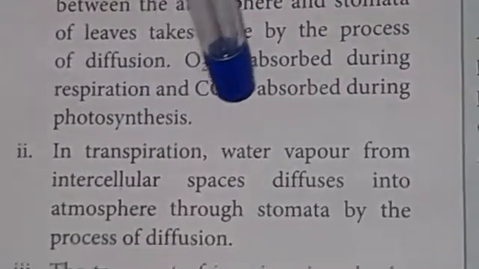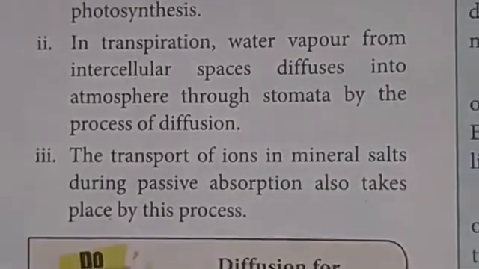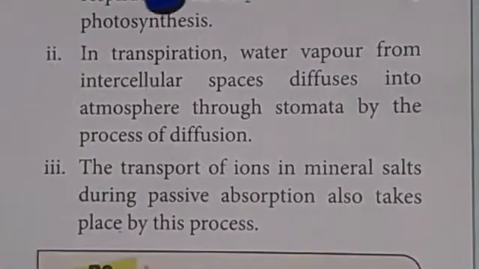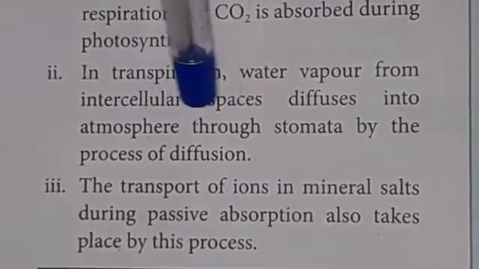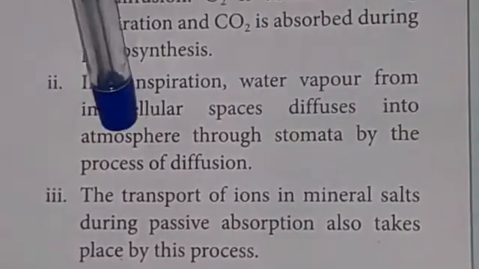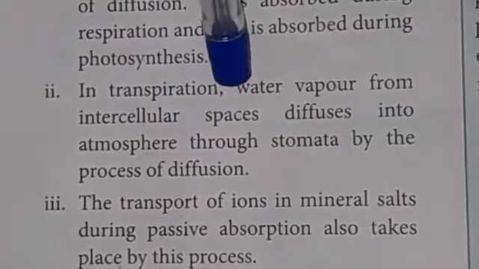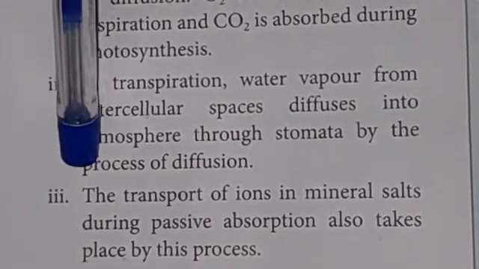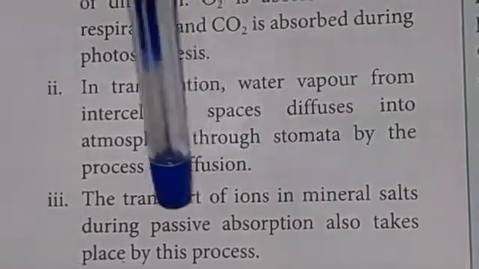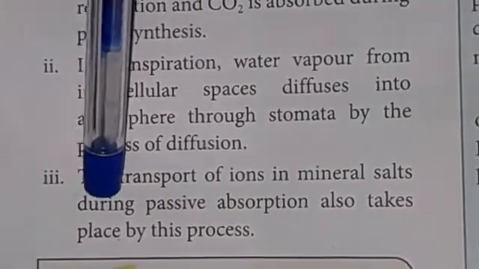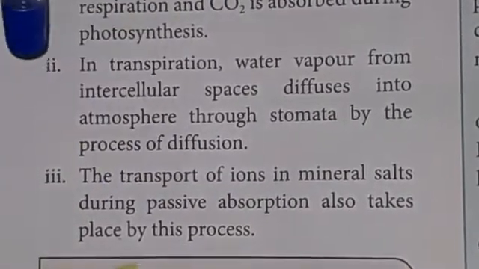In transpiration, water vapor from the intercellular spaces in between the two cells diffuses into the atmosphere through stomata by the process of diffusion, that is, from higher to lower concentration. The transport of ions in the mineral salt during passive absorption also takes place by the diffusion process.